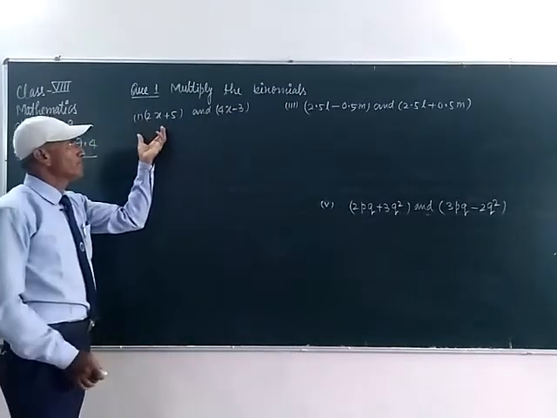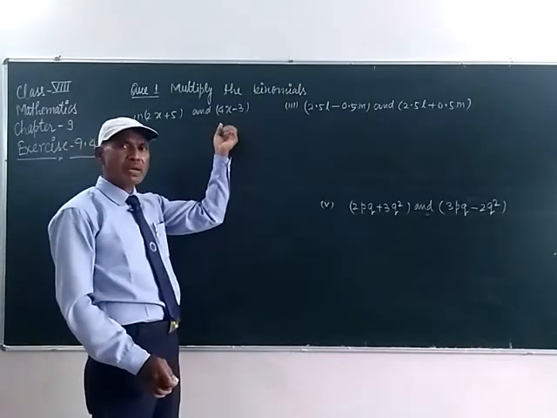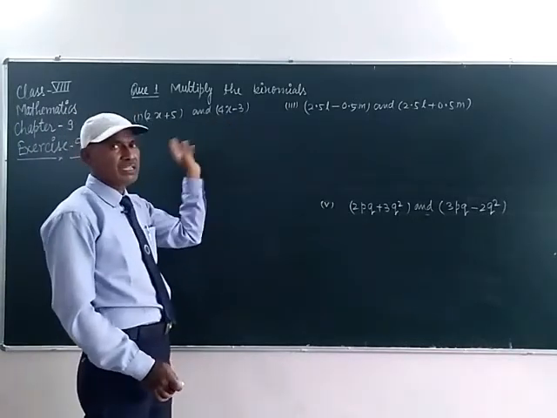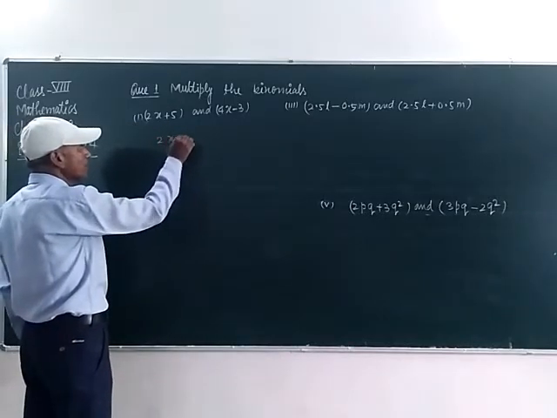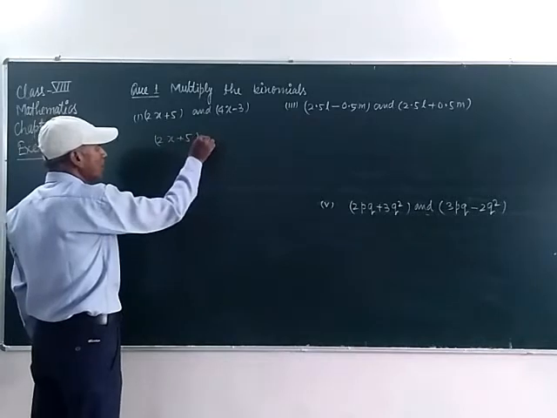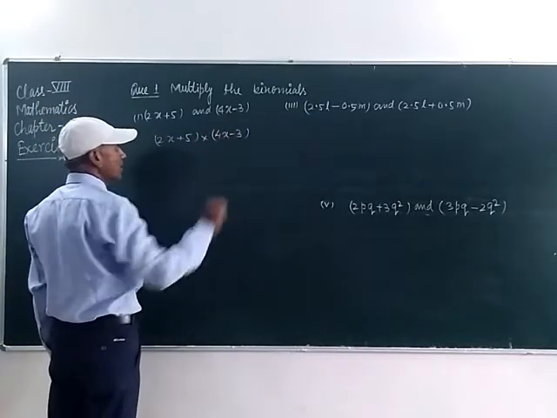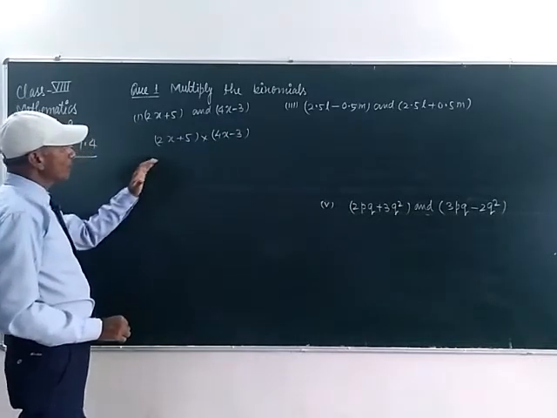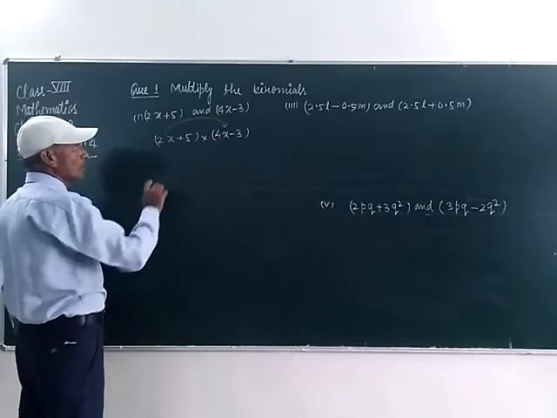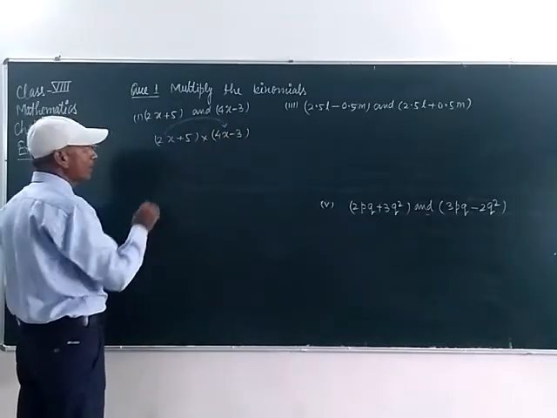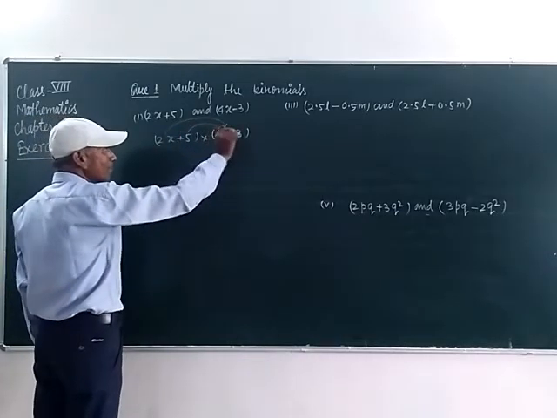There are two binomials. The first one is 2x plus 5 and the second one is 4x minus 3. We have to multiply these binomials. So first of all, write this 2x plus 5 into 4x minus 3. First of all we have to multiply this 2x with the numbers in this bracket, and after that we have to multiply this 5 with the numbers in this bracket.